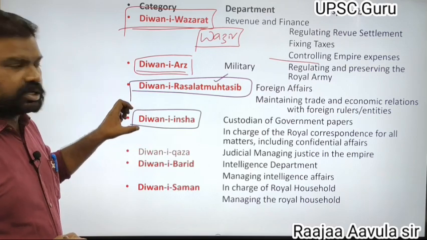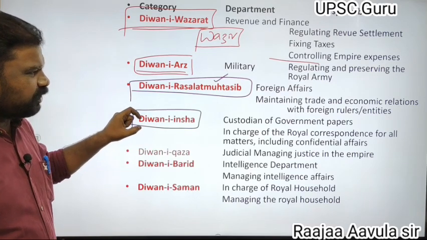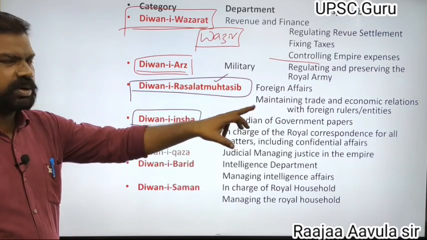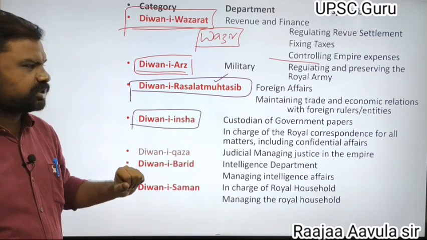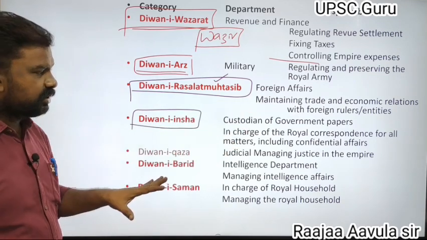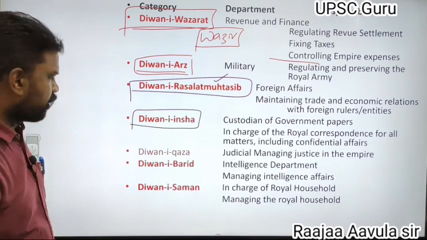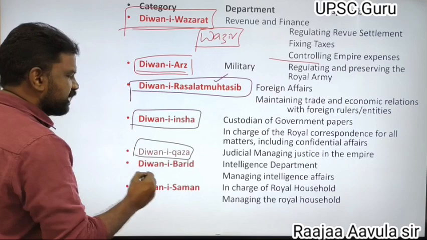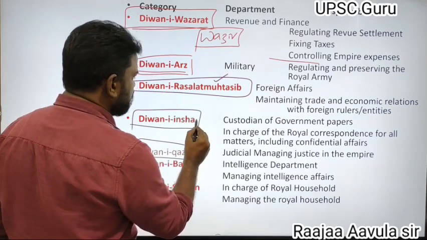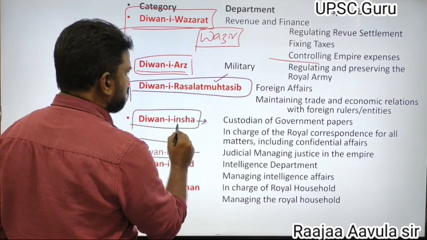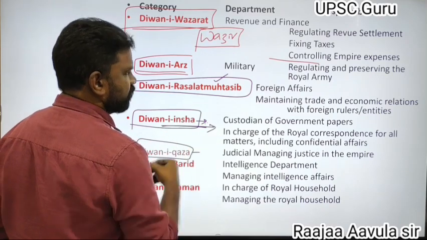Diwani-Insa was the custodian of the government papers, in charge of the royal correspondence for all matters including confidential affairs. All the affairs were under the Diwani-Insa. Diwani-Khwaja is a department of Diwani-Insa. This was an internal affairs department.